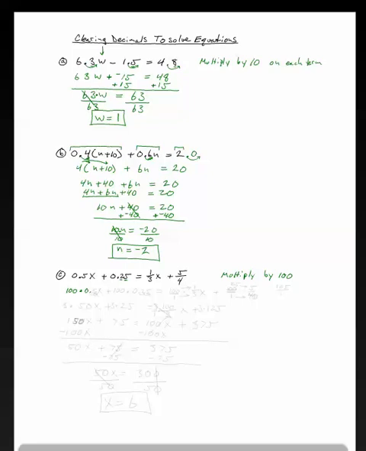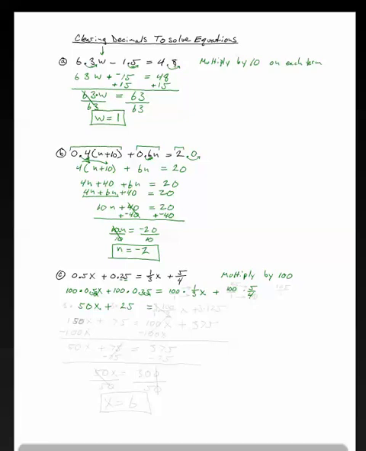So we've got 100 times 0.5x plus 100 times 0.25 equals 100 times 1/3 x plus 100 times 5/4. Well, multiplying a decimal by 100 means move the decimal point 2 places to the right. But I have this empty spot, so I'm going to have to put a 0 in there. So that's going to come out to be 50x plus, once again, 100 times 0.25 means move the decimal 2 places to the right, which gives me 25.